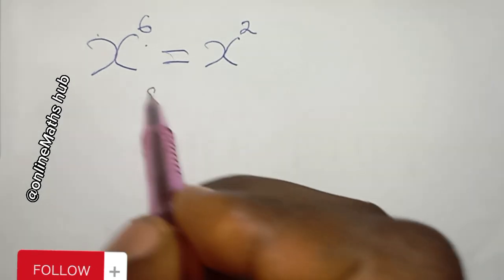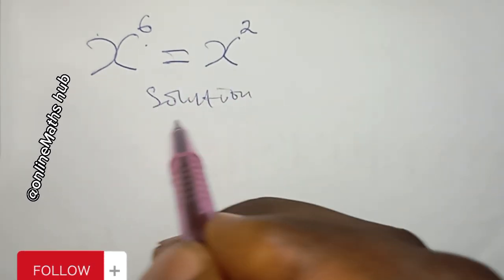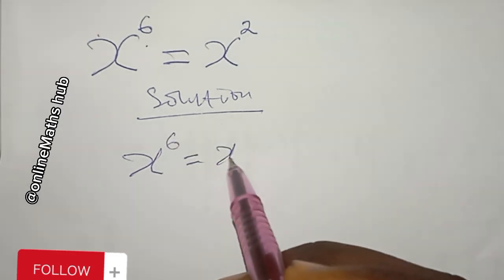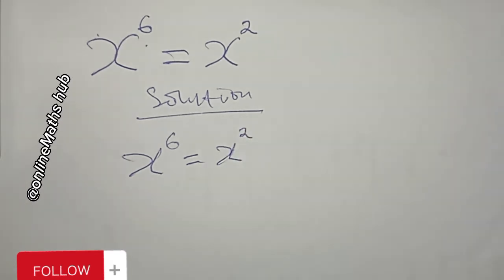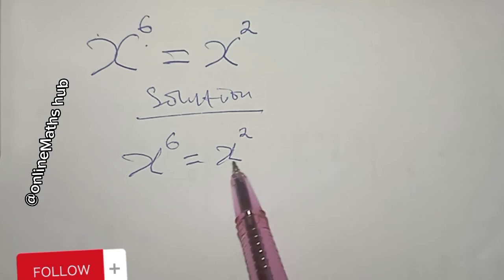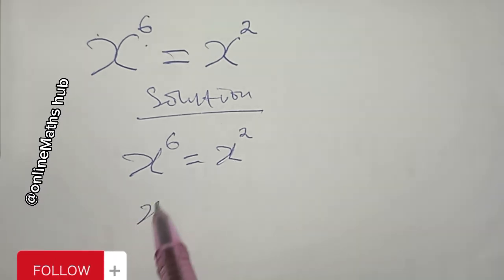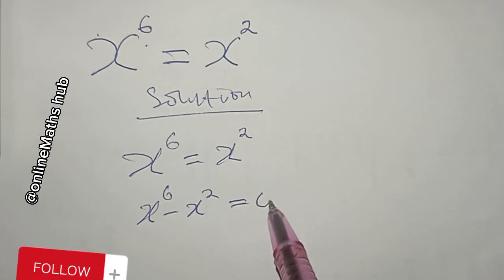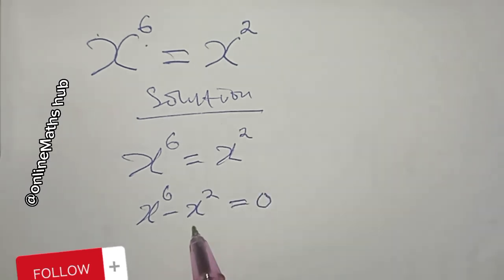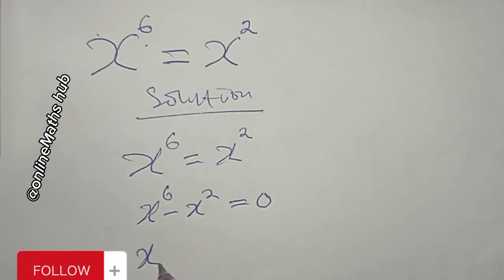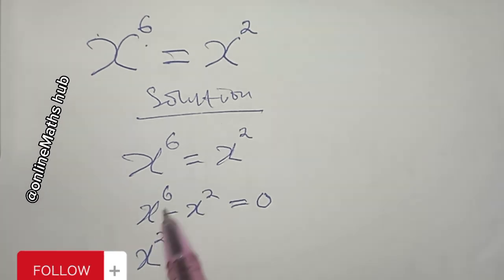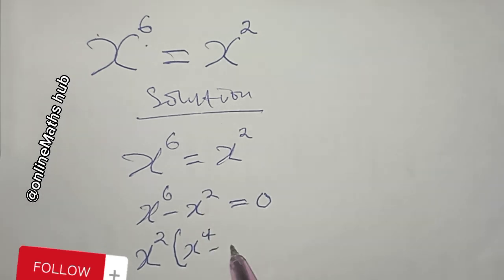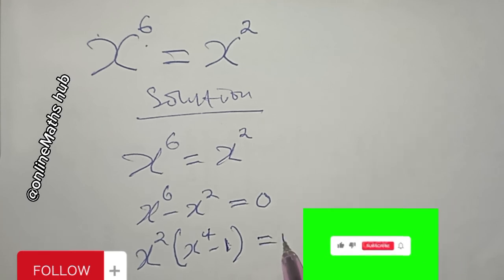So I like to start by writing solution. I have x power 6 is equal to x power 2. The first step I want to take is to bring this x power 2 to the left hand side, and if I do that, I have x power 6 minus x power 2 is equal to 0. Next I'm going to factorize out x power 2. If I bring x power 2 out, what is left here is x power 4, and then 1 will be left here. It's all equal to 0.